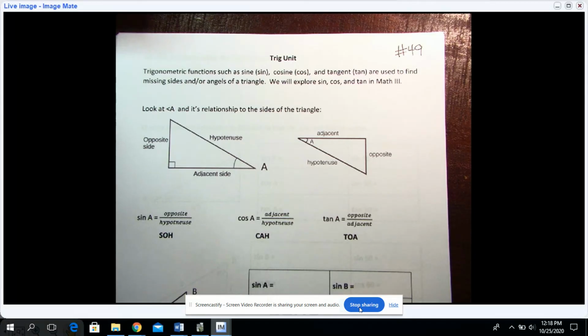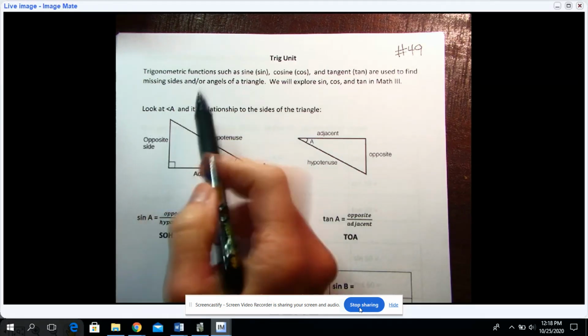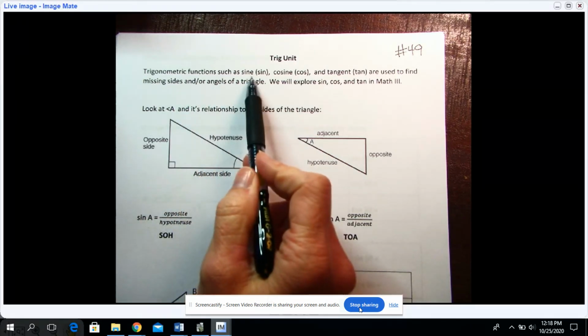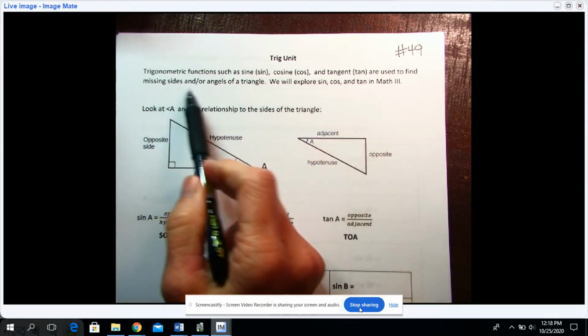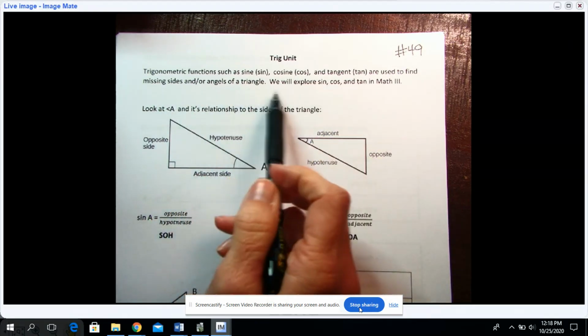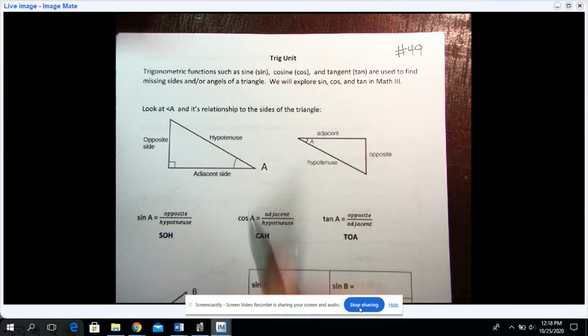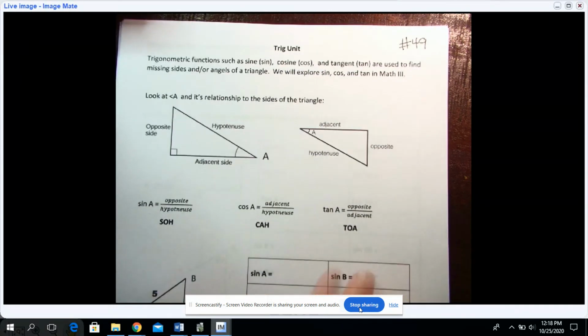All right, the first thing I wanted us to look at is trigonometric functions such as sine, cosine, and tangent. They're used to find the missing sides or angles of triangles. We will explore sine, cosine, and tangent in Math 3. You should have already seen this a little bit in Math 2.